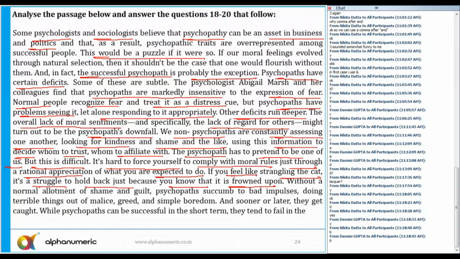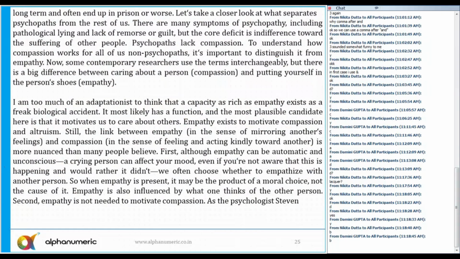Because psychopaths do not have feelings of shame and guilt, they succumb to bad impulses. They do terrible things out of malice, greed, and boredom. And sooner or later, they will get caught. So psychopaths can be successful in the short term, but in the long term, they fail. They end up in prison or sometimes worse.